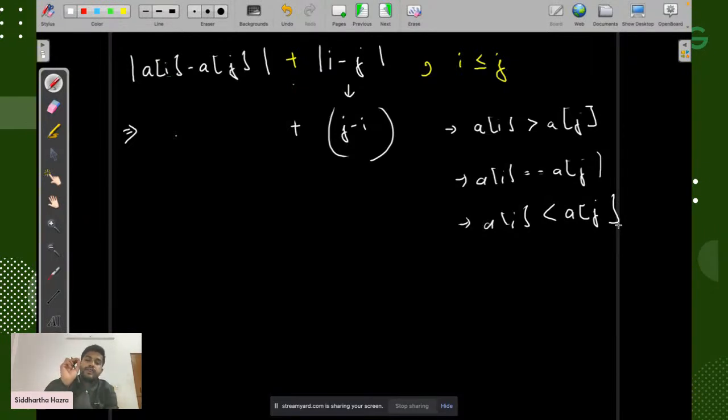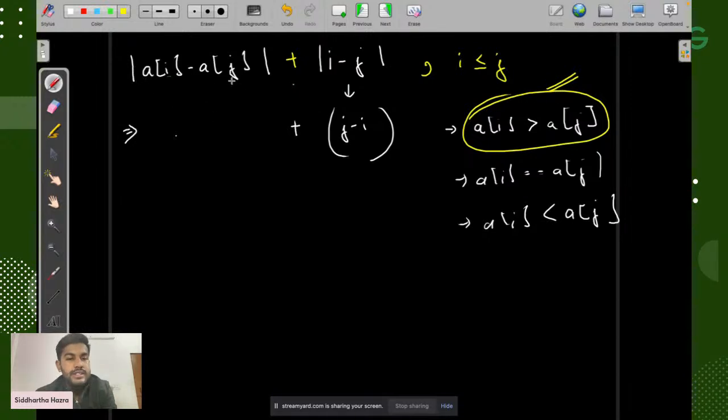So let us try first for the first condition. Let us handle all these conditions separately. If we handle the first condition, then we can say that the value of a of i minus a of j, if we know that a of i is greater than a of j, would be a of i subtracted by the value of a of j itself. Like we know, if a of i is greater, then greater minus smaller would definitely give me a positive or a non-negative value.